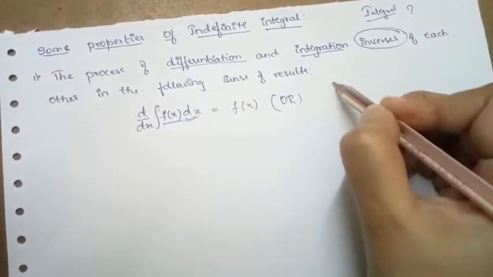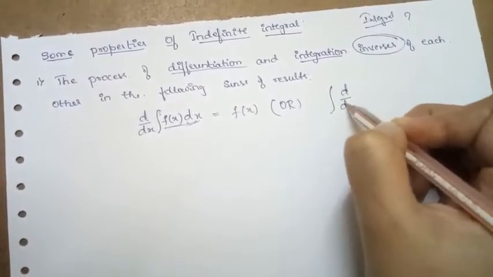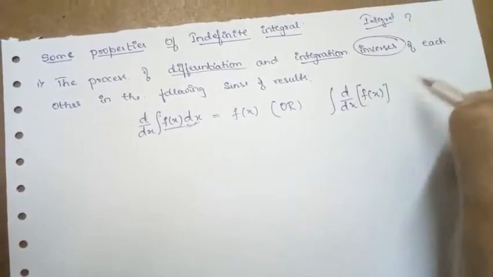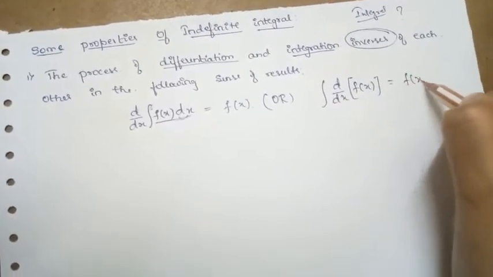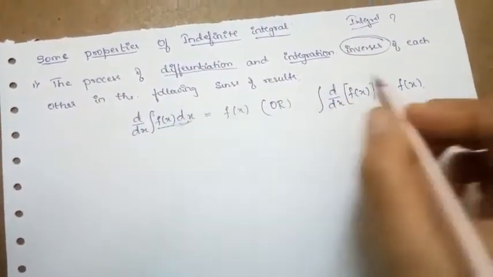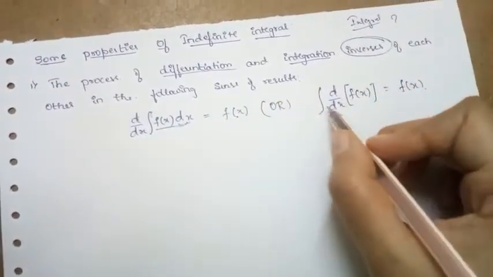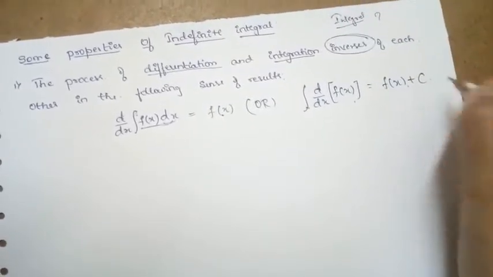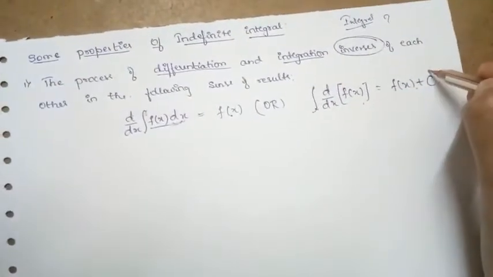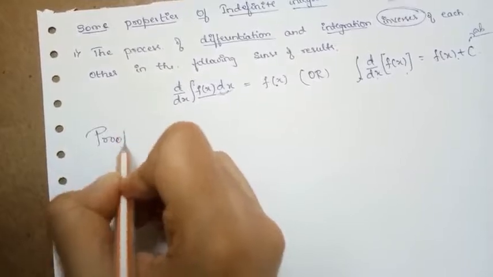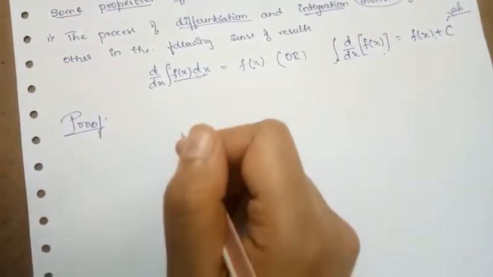Or, suppose I integrate and then differentiate any function, at that time also the function will remain as it is. So here differentiating and integrating gives f of x. Here integration is later: first we differentiate, then integrate, so plus c, where c is some arbitrary constant. So this is the result. How am I going to prove this result?